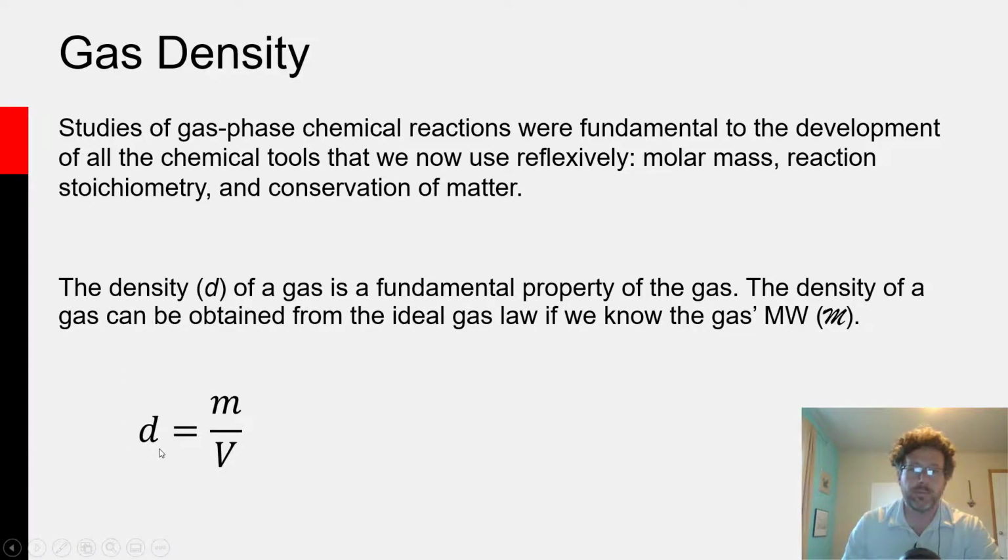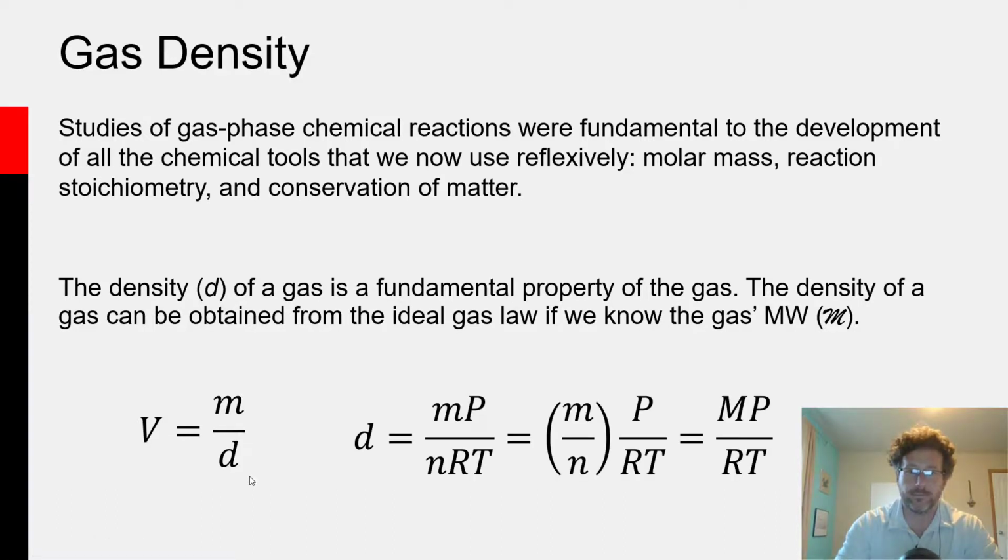Remember that the density of any material is equal to the mass of the material, lowercase m, divided by the volume, capital V. The density of a gas can be obtained directly from the ideal gas law if we know the gas's molar mass, which is typically abbreviated capital M, capital W, but in gas phase chemistry is abbreviated with either a script M or an italicized M. So if density equals mass over volume, we can rearrange that equation to say that volume is equal to mass divided by density. That's just algebraic manipulation to solve for the volume.